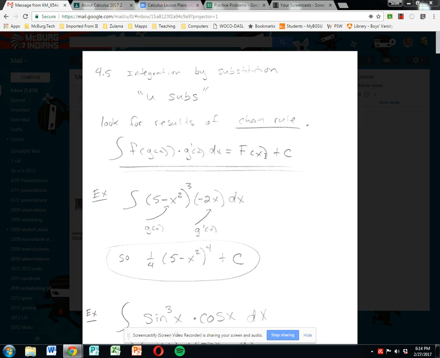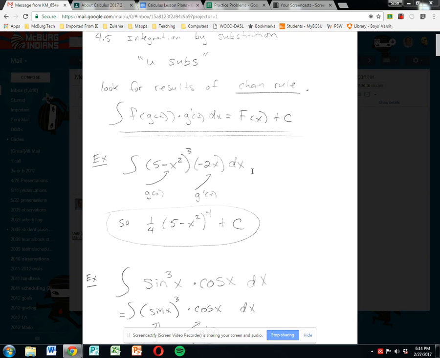But for one reason or another, they sometimes like to use this capital F to mean the antiderivative of little f. And so just to try to be consistent and show you some things that might show up on a test, I wanted to use little f meaning the derivative and capital F meaning the antiderivative. All right, so let's take a look here.